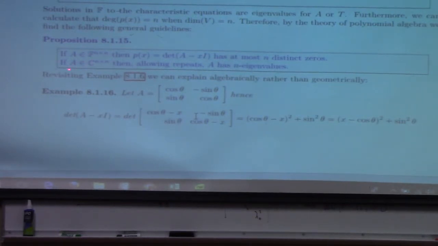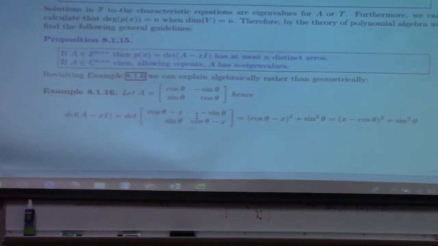Now here's another one. So at most n distinct zeros, what if we have a complex n by n matrix? Well, then allowing repeats, A has n eigenvalues. Why do I know that? An nth order polynomial equation over the complex numbers has n complex solutions, possibly repeated.